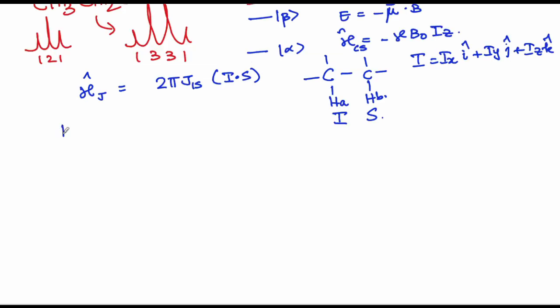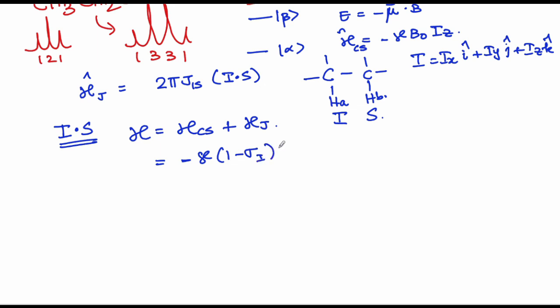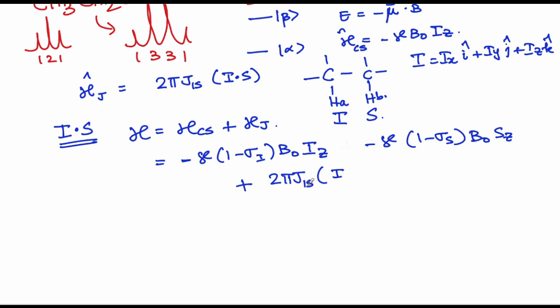So therefore, for a simple two-spin system, your Hamiltonian will be given by the sum of the chemical shift Hamiltonian and the scalar coupling Hamiltonian: minus gamma (1 minus sigma I) B naught Iz minus gamma (1 minus sigma S) B naught Sz plus 2 pi J I dot S. Remember, I am including the shielding parameter since we have two spins.